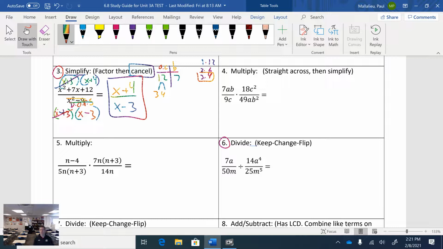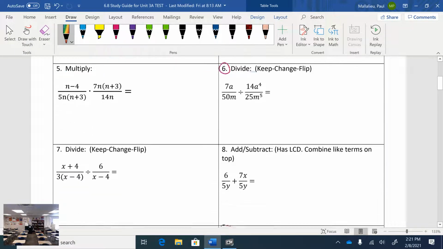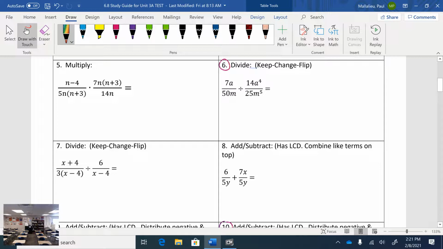Now for the next one we're going to look at, it's number 6. It says keep, change, flip. So we keep the fraction on the left, change the sign from divide to multiply, and then flip the second fraction. So let's see how that plays out here. So anytime you're dividing, the second fraction is going to be key that you flip that. So we're keeping this first one, 7a over 50m. Change this division sign to a multiplication sign, and then flip the second fraction. All right, if we want to multiply straight across, that's fine. You could simplify here and it would also be fine. That's entirely up to you.